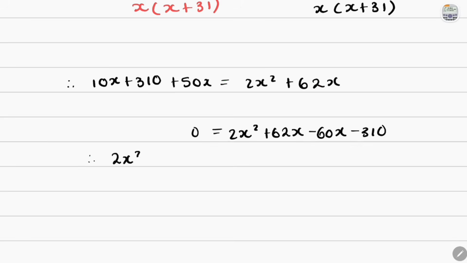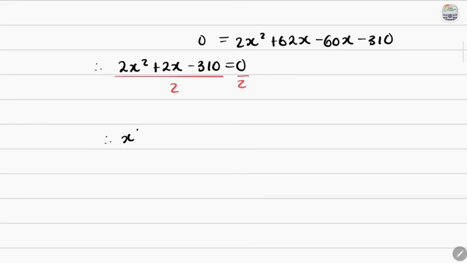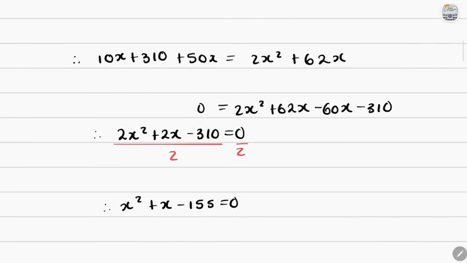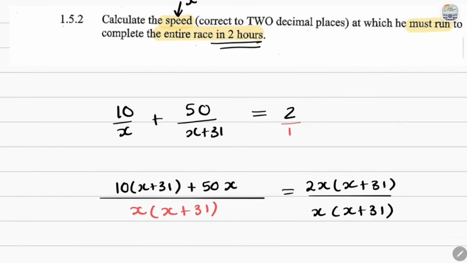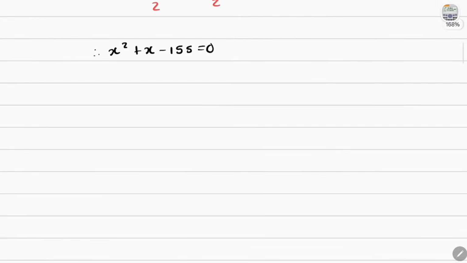Therefore, we have 2x squared. They subtract and become a positive 2x minus 310 equals 0. And we have a common factor of 2 all through, so we can just divide both hand sides of the equation by 2. Therefore, x squared plus x, and then that just becomes negative 155 is equal to 0. And we're not even going to bother trying to solve for x here. Just use the quadratic formula because you can see that they said correct to 2 decimal places.